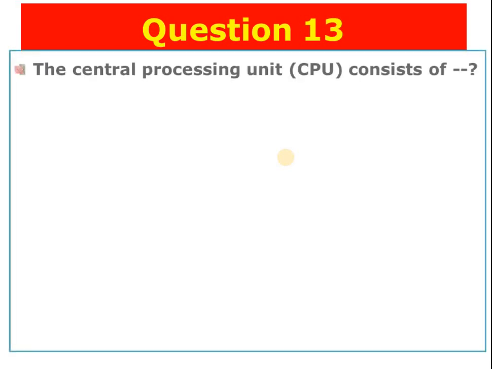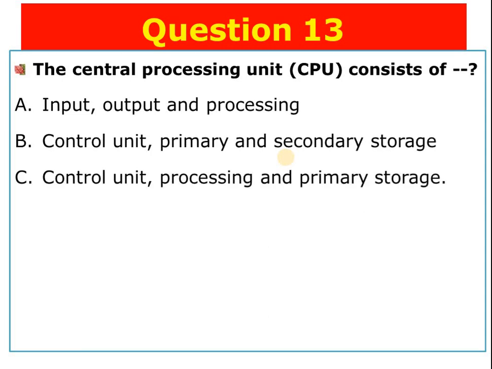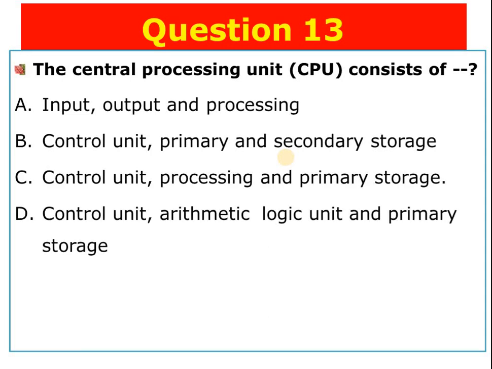Question number 13 is about central processing unit. The central processing unit consists of blank. A. input, output and processing, B. control unit, primary and secondary storage, C. control unit, processing and primary storage, D. control unit, arithmetic logic unit and primary storage. The answer for this question is D. The central processing unit consists of control unit, arithmetic logic unit and primary storage. It consists of these three things.